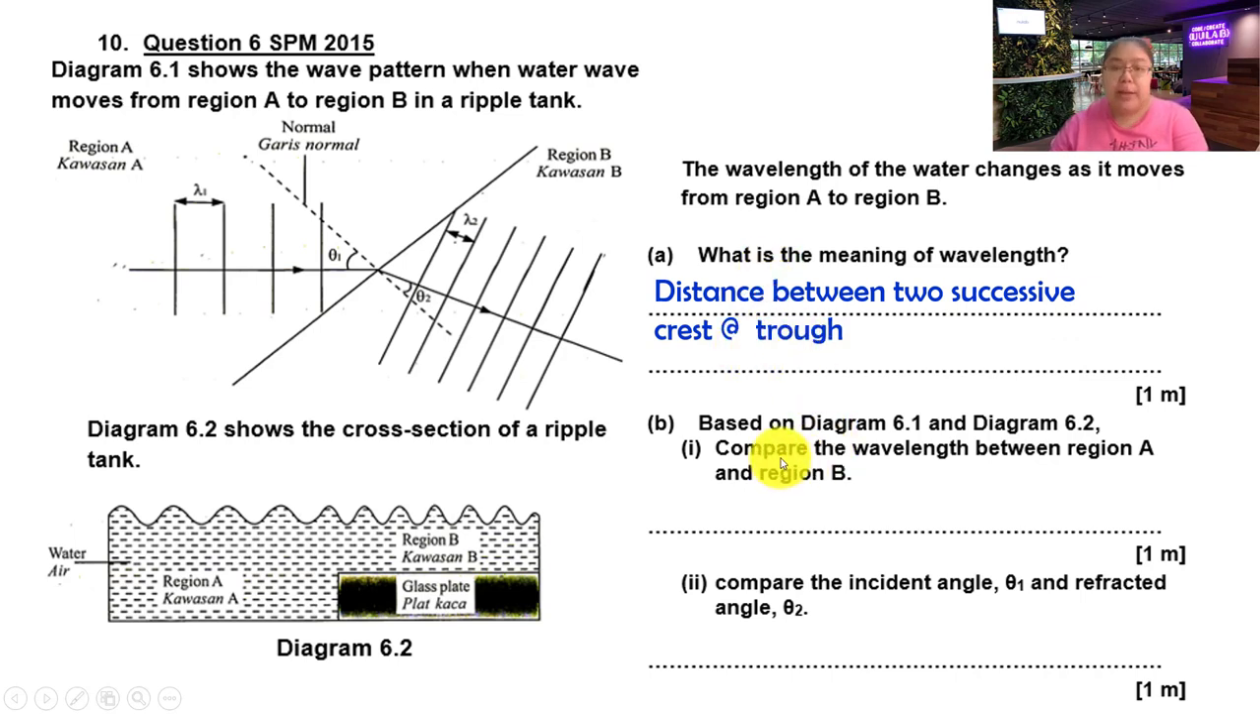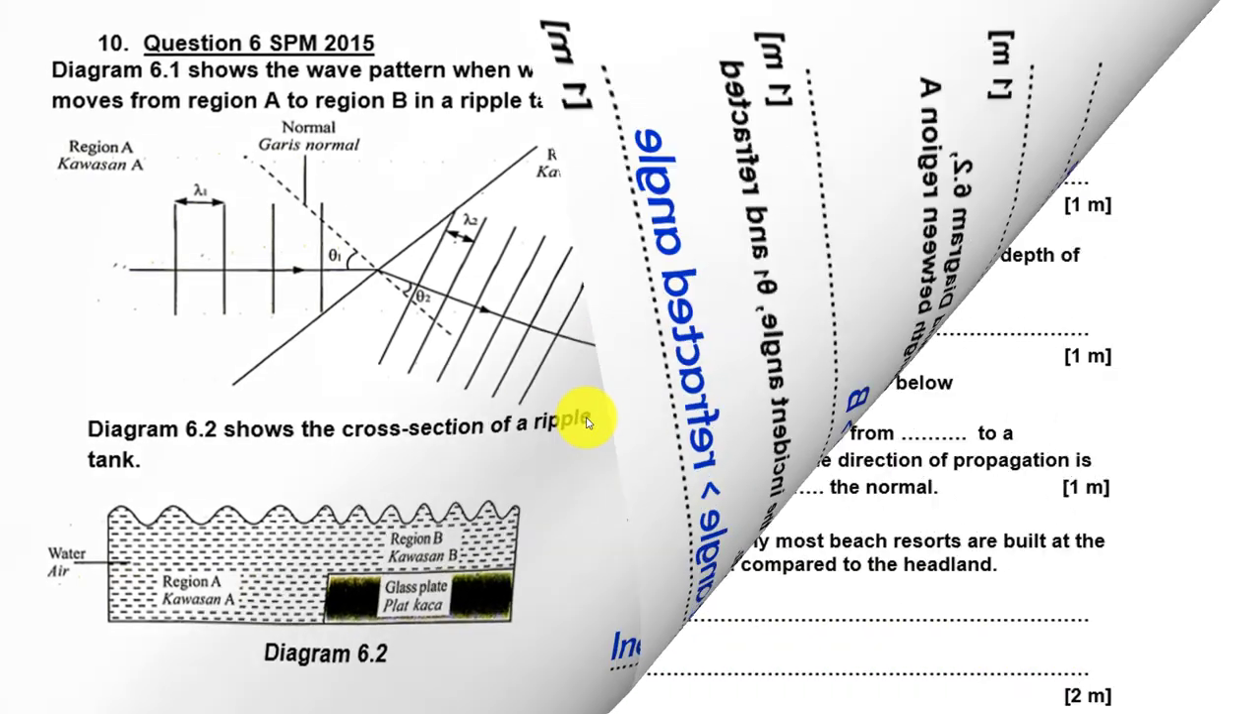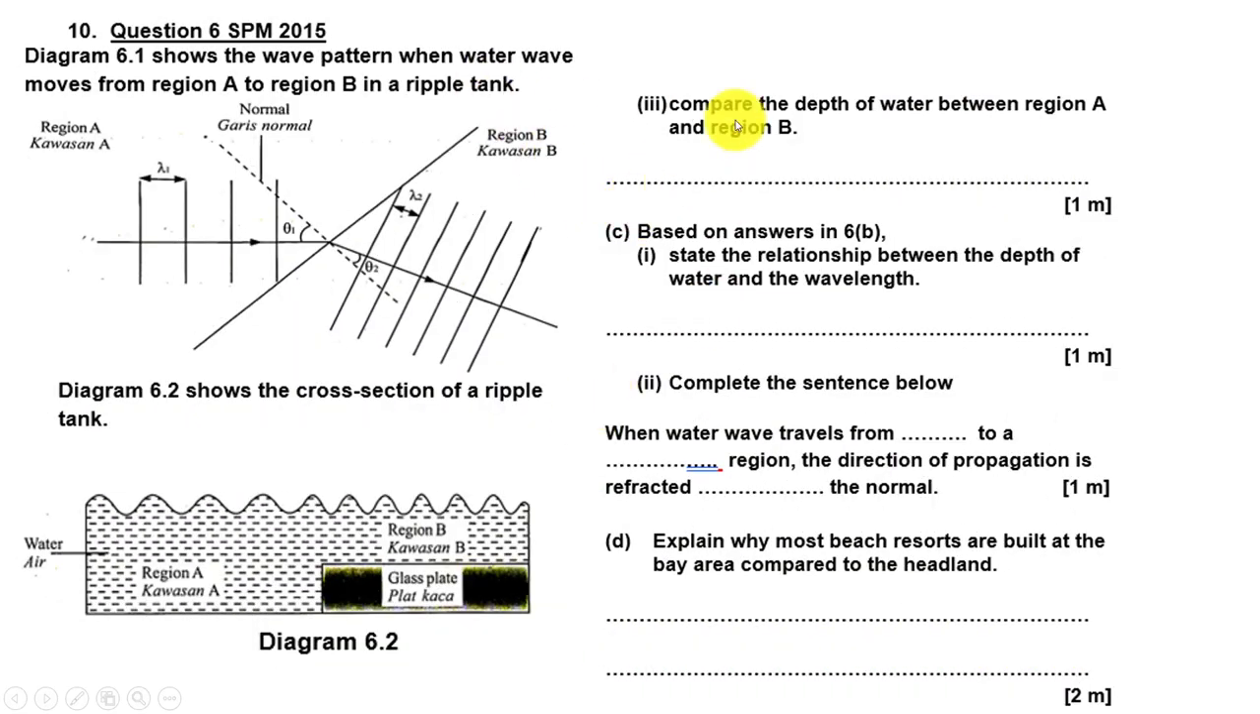Now we need to compare again. Wavelength between region A and B. So A wavelength should be longer, so A is more than B. Compare the incident angle and refracted angle. We refer to this diagram: incident angle is more than refracted angle. Next, again compare the depth of the water between region A and B. A, the depth should be higher than B.